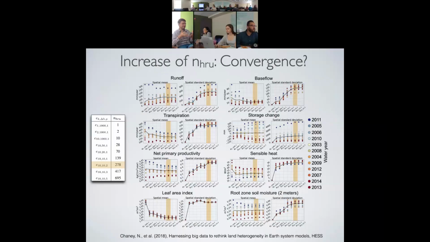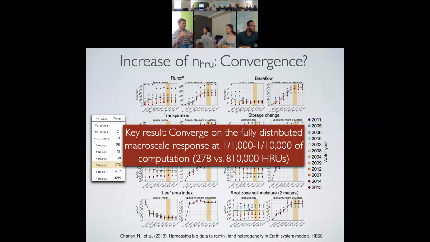And the exciting thing is if you do this for a lot of different variables, so we do runoff, transpiration, net primary productivity, leaf area index, and this is with the GFDL land model, base flow, storage change, sensible heat flux, root zone soil moisture, a similar story pops out, which is all of this is effectively converging. And it's converging at this 300 tile level, and again, I'll go back to the point of how many tiles do I need. This is a very highly heterogeneous domain, right? I could show you other places where it'll converge after like 3 or 4, right? But on average, what we see, it's around 30 or 40.